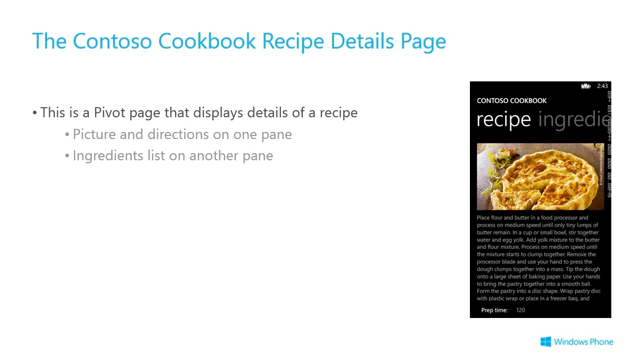I'm not going to start with the home page, the launch page, which is the list of recipes. I'm going to leave that until later in this session, just for my own purposes. It's easier to start with this one. But also the message here is that you need to create each page in isolation anyway. So I'm going to start by designing the recipe details page, which is a pivot. You have the recipe, the picture and directions on the first pane, and then you scroll to the right and you get the ingredients list on the second pane. So this is the one we're going to build.